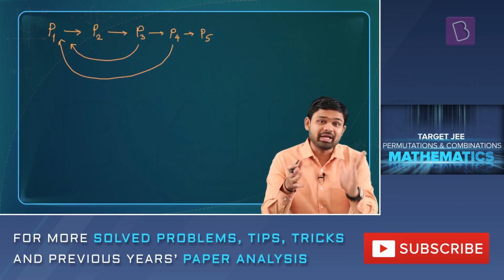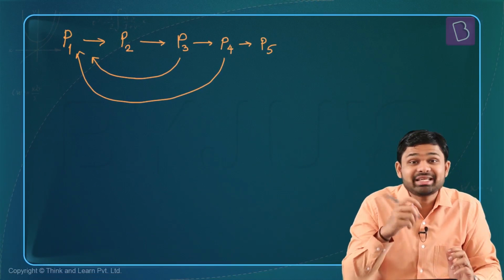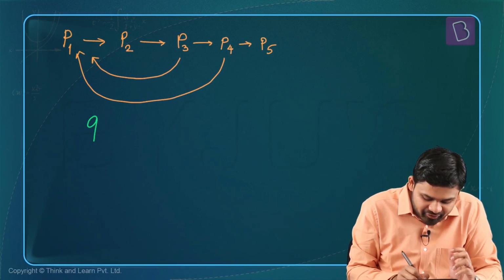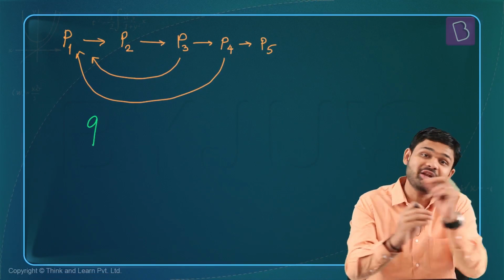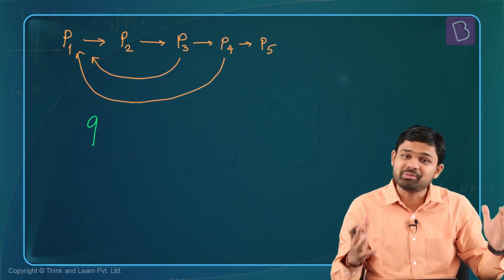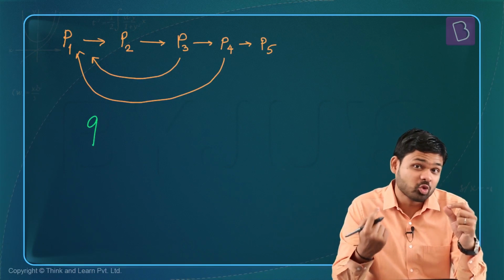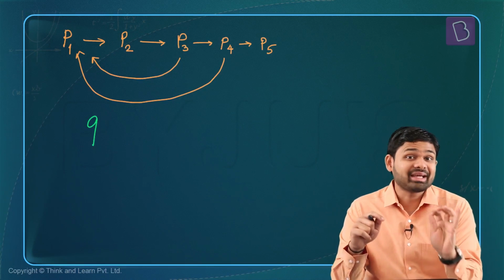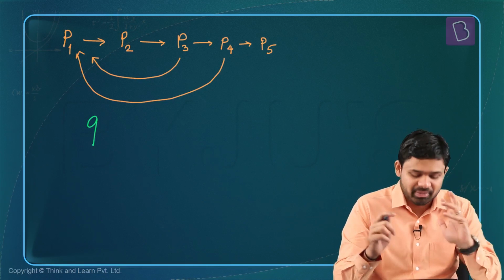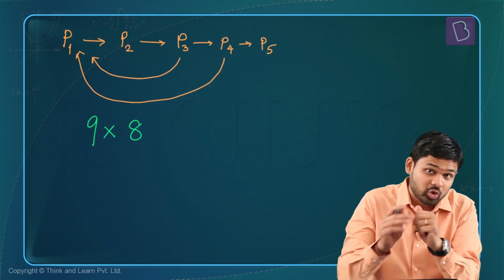So P1 to P2, in how many ways can P1 send it to P2? Well, P1 can send it to P2 in 9 different ways, right? We can choose one of the 9 people in the group. So P1 can choose one of the 9 people in the group. Now P2 cannot send it back to P1 from whom he has heard the rumor, but can transmit it to the other 8 people. So P2 has 8 choices to transmit the rumor.